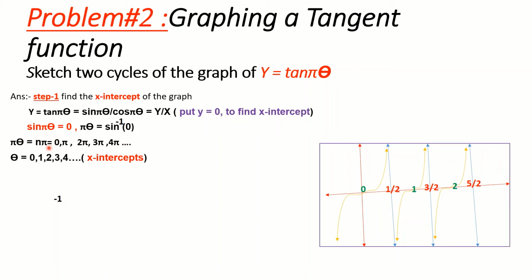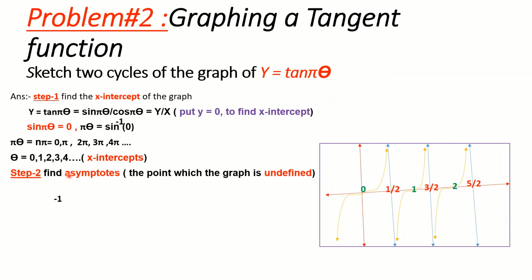For example, the first one, pi theta equals 0, so theta equals 0. Pi theta equals pi, so theta equals 1. Pi theta equals 2 pi, then theta equals 2. Pi theta equals 3 pi, so theta equals 3, and so on. So these are the x-intercepts of the graph, or the points at which the graph crosses the x-axis.